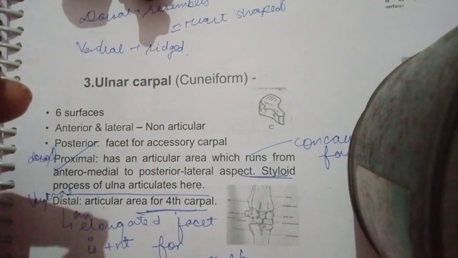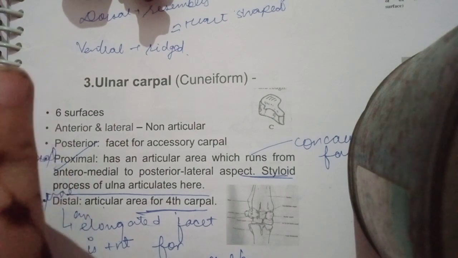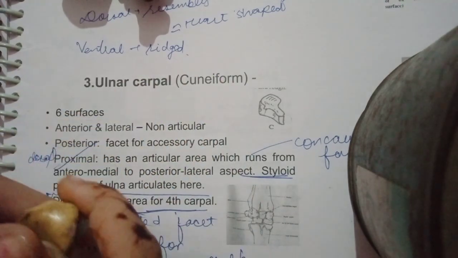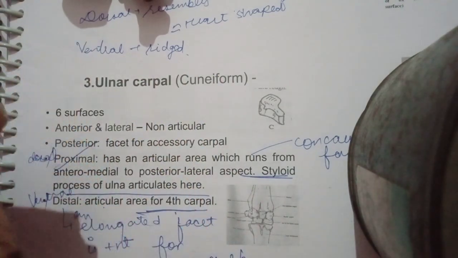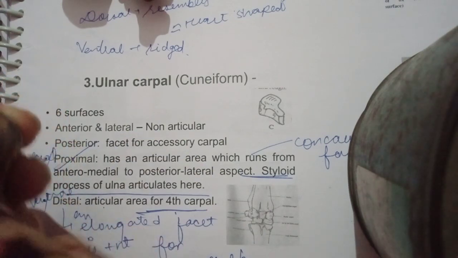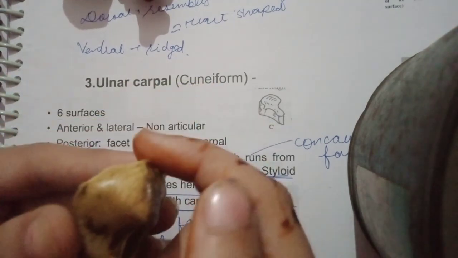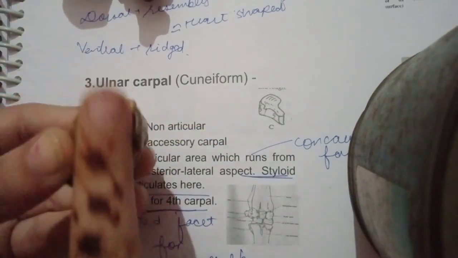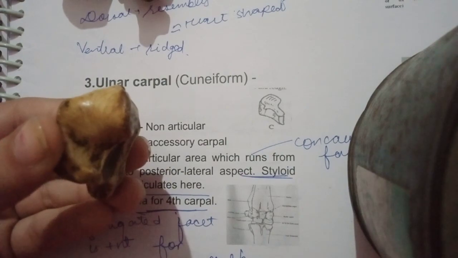So anterior, this one, and the lateral one are non-articular, because the next bone here, the accessory carpal, will be joining at the posterior side. Proximally, it is an articular area which runs from anterior medial to posterior lateral aspect, and the styloid process of ulna will be articulating here.